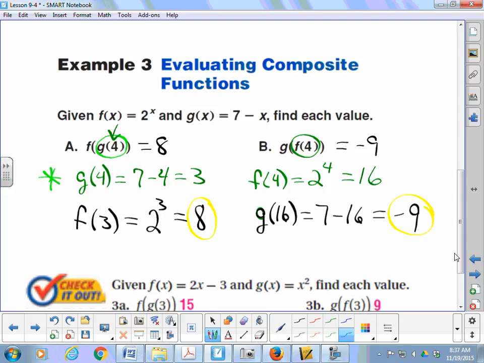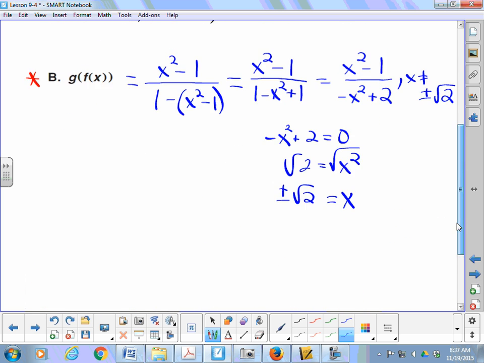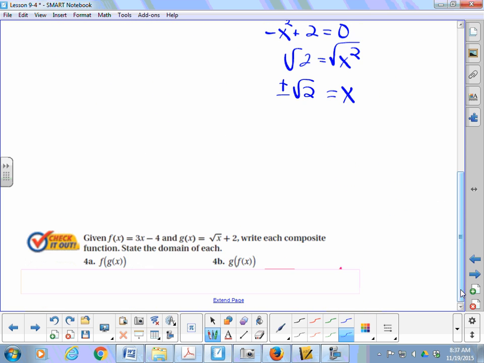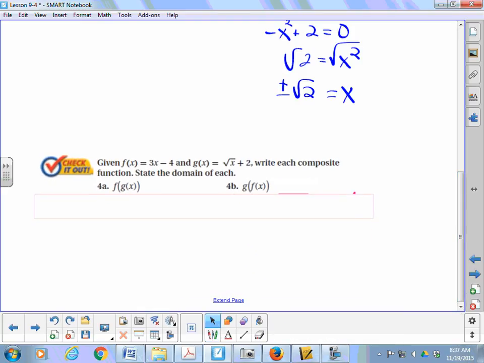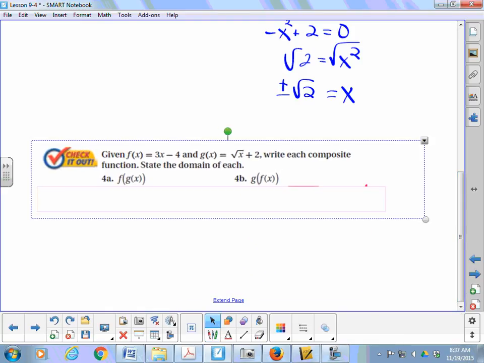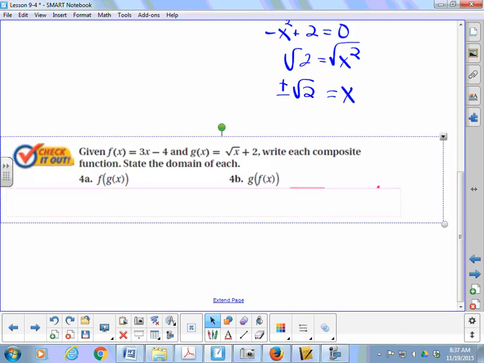And the g of f of x, I would replace this x with 2 to the x, and it would just be 7 minus 2 to the power of x. So we replace the x in one with the other function. So do both of these two.